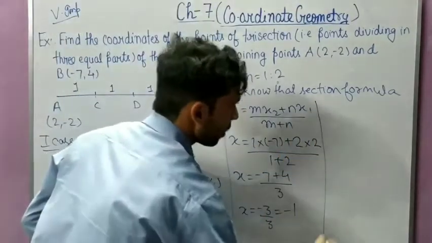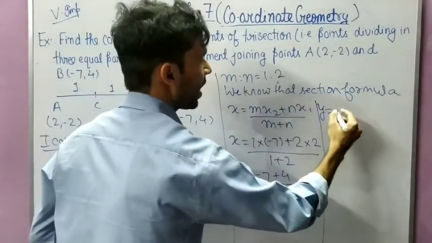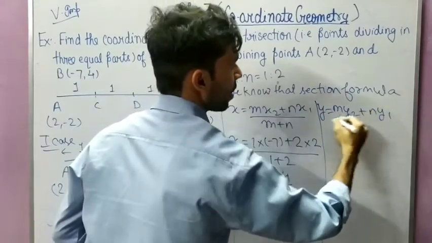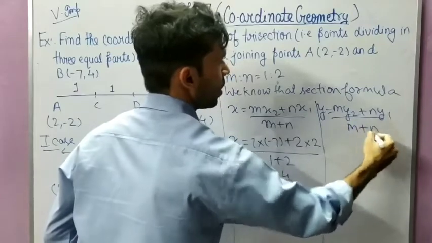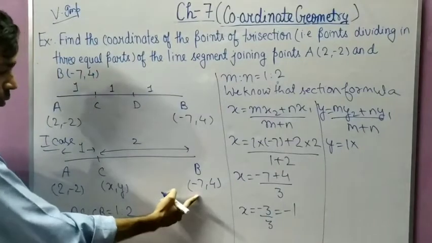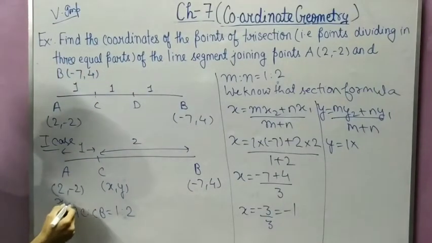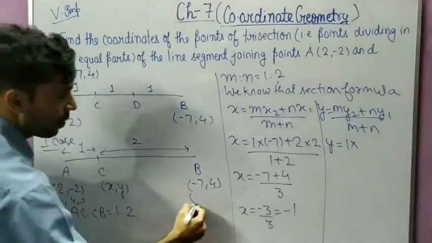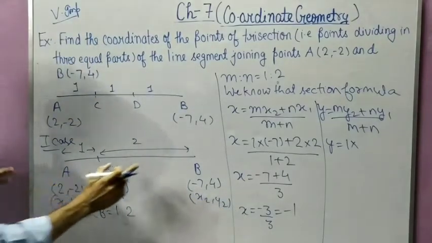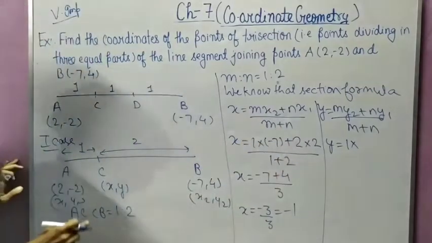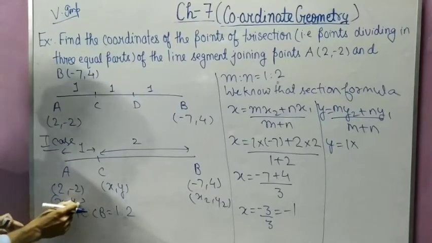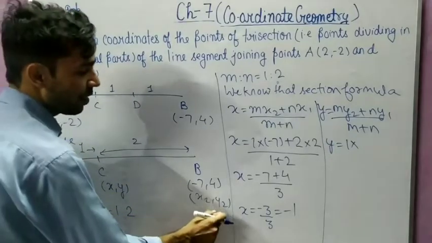Similarly, students, we can find y also. y = (m y2 + n y1) / (m + n). Now put the values, m is 1 and y2 is, in this case, (x1, y1) and this will be (x2, y2). Here x1 is 2, y1 is -2, x2 is -7, y2 is 4.